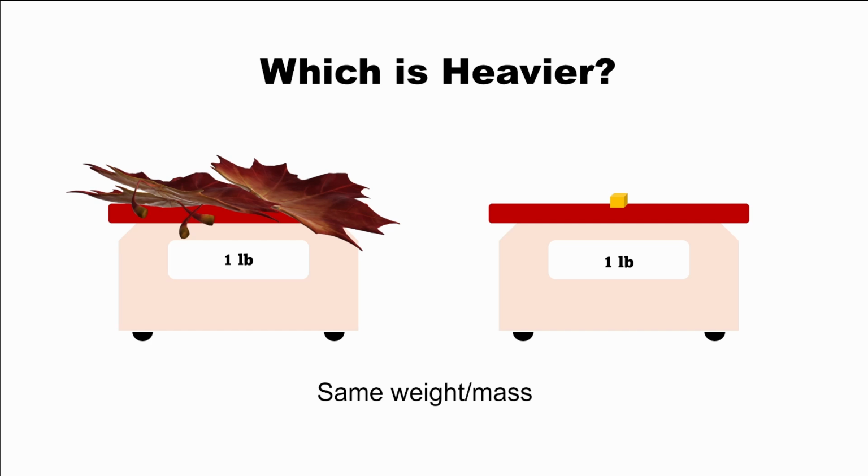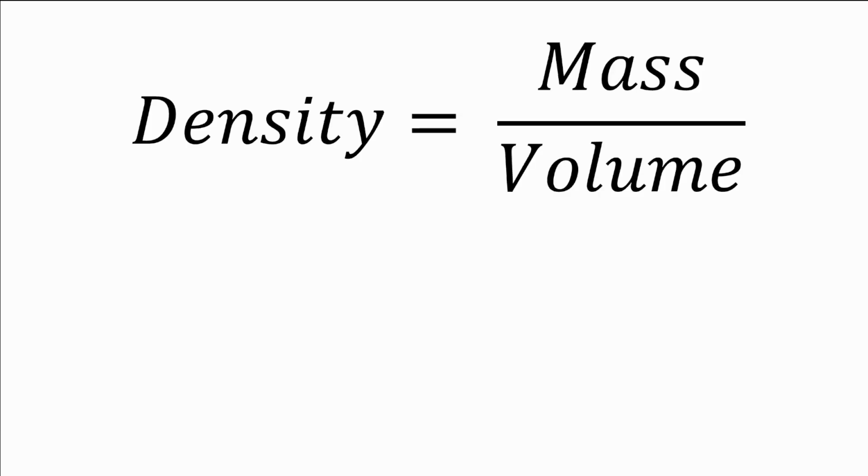The leaves take up more space, and the cube takes up a very small amount of space. And what is related to this is that they actually have different densities. And to define density, your density is equal to the mass of your object divided by the volume. And the volume is essentially how much space your object takes up.